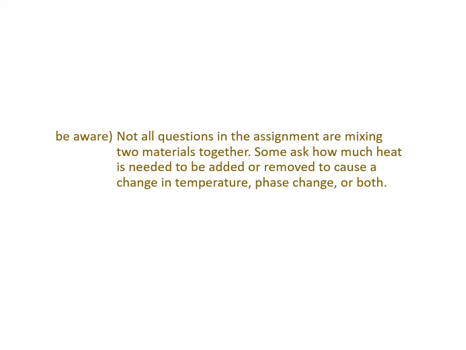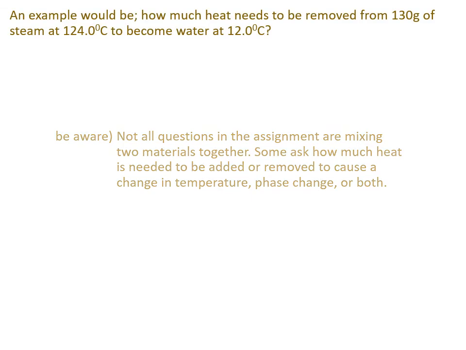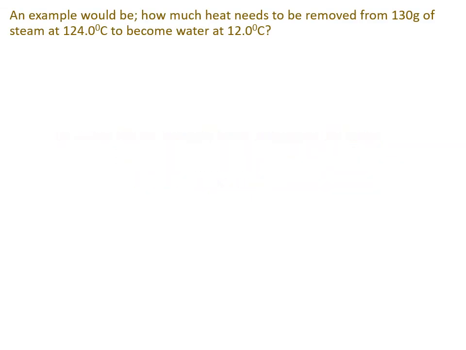Be aware that not all questions in the assignment are mixing together two materials. So not all questions start with heat lost plus heat gained equals 0. Some ask how much heat is needed to be added or removed to cause a change in temperature, phase change, or both, a phase change and a change in temperature. An example would be, how much heat needs to be removed from 130 grams of steam at 124 degrees Celsius for it to become water at 12 degrees Celsius.